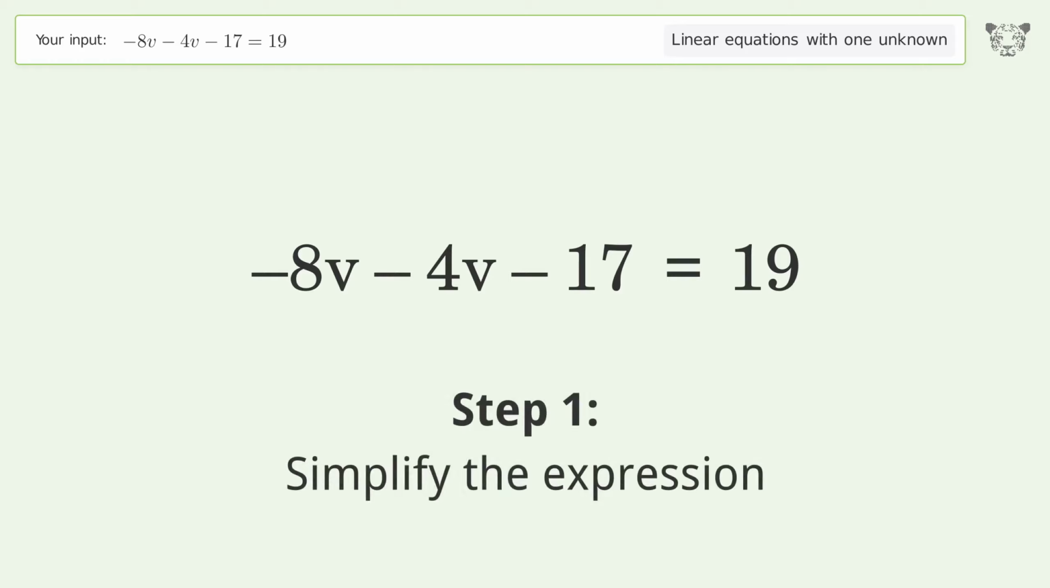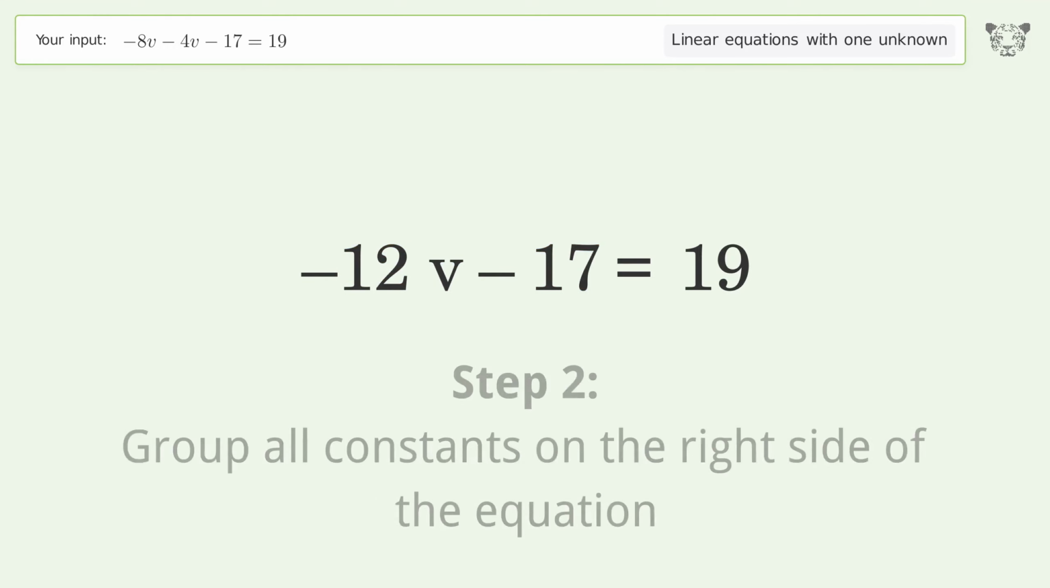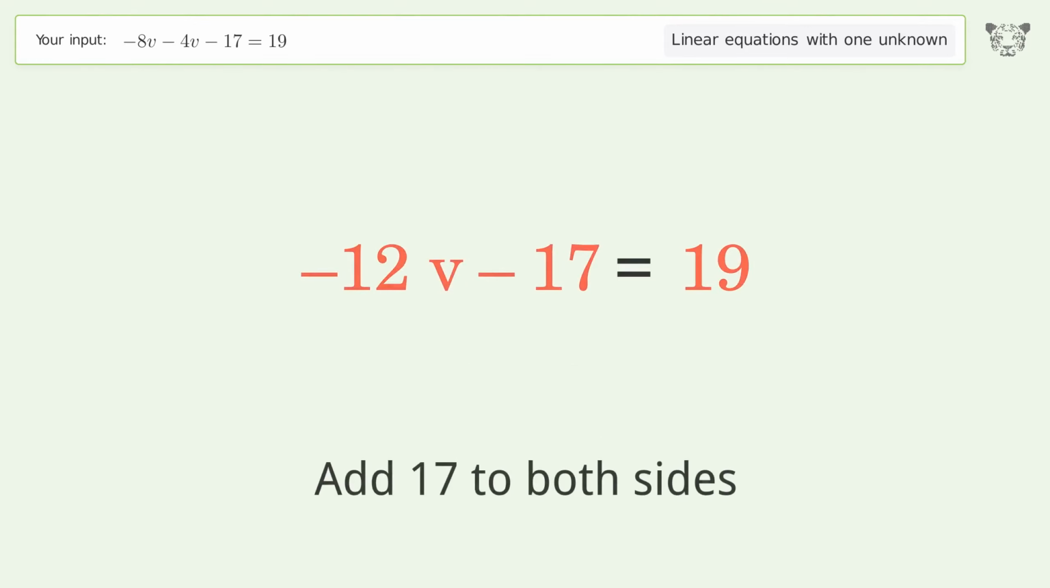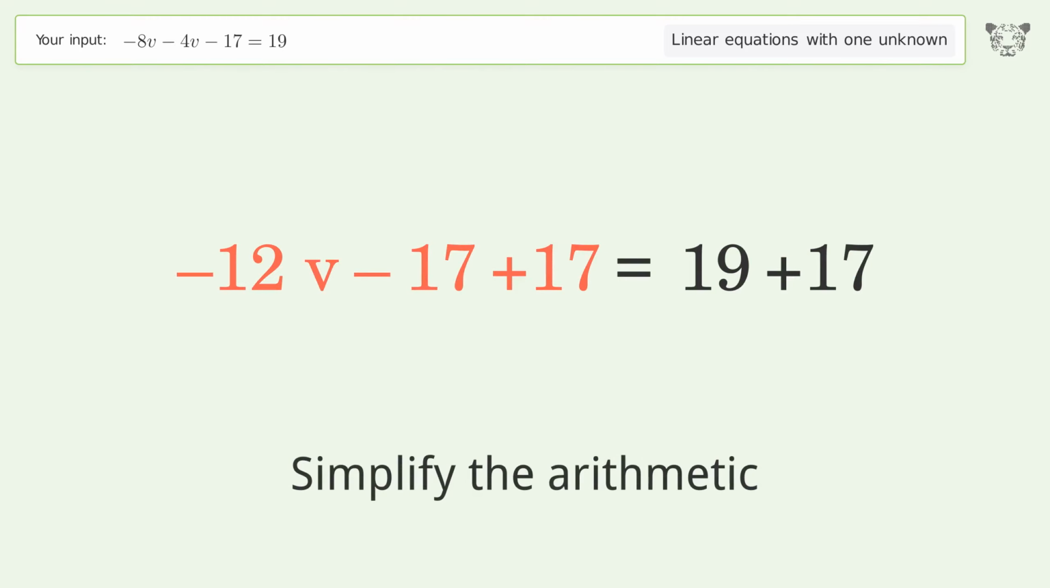Simplify the expression. Simplify the arithmetic. Group all constants on the right side of the equation. Add 17 to both sides. Simplify the arithmetic.